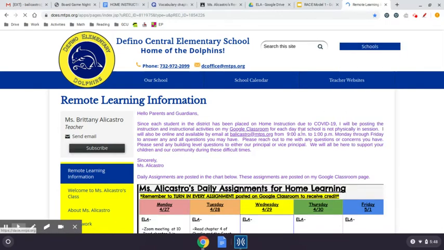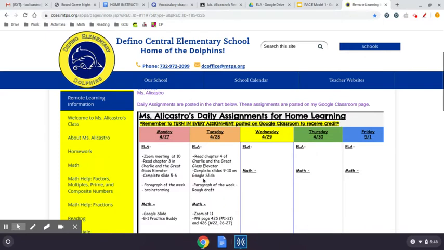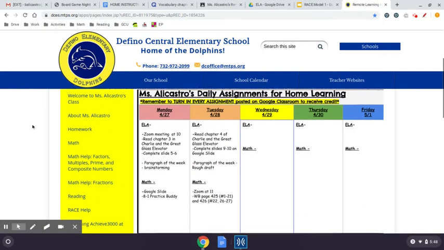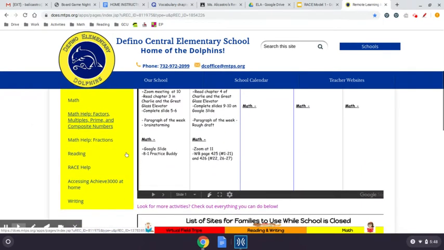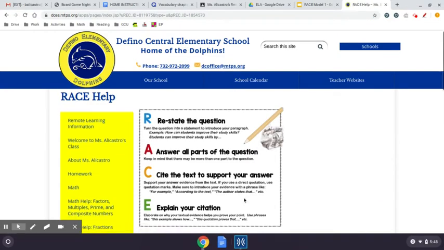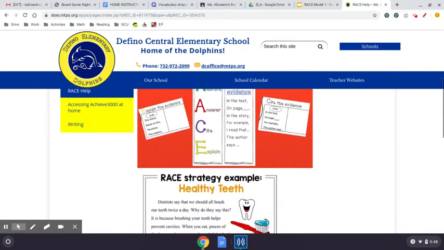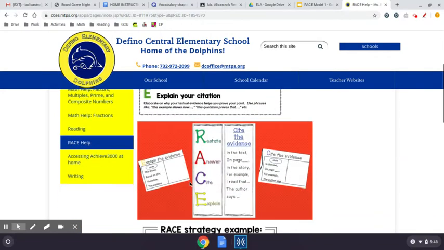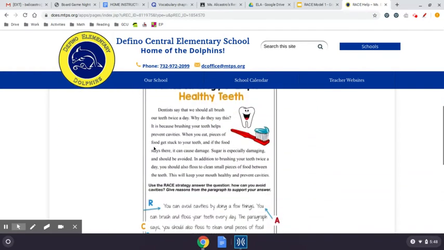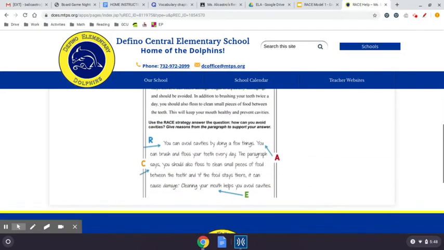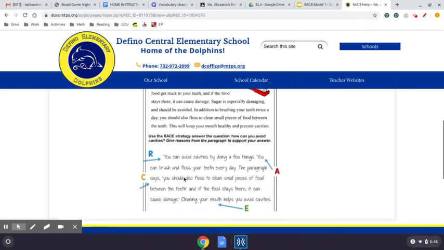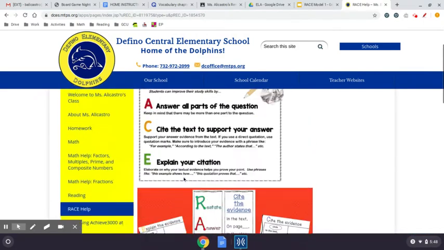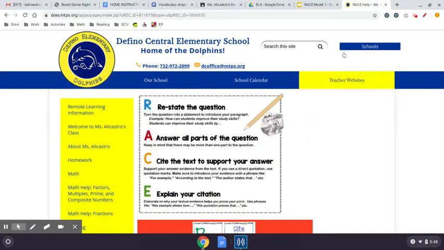I also have all the assignments posted for each day on here, but if you go to the side and you scroll down, you'll see it says RACE help. So if you click that, I have some resources for you, what RACE is, some sentence starters here, and just to get another explanation. And then I have actually an example of a RACE question done here. So if you do need some more help, that's on my teacher page.